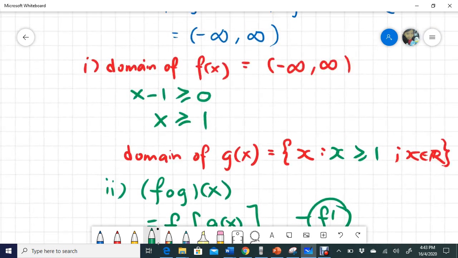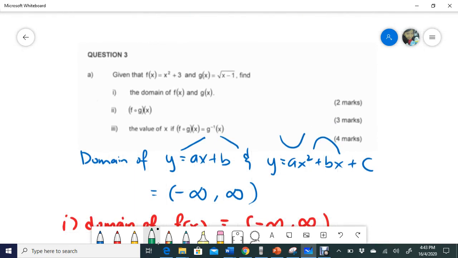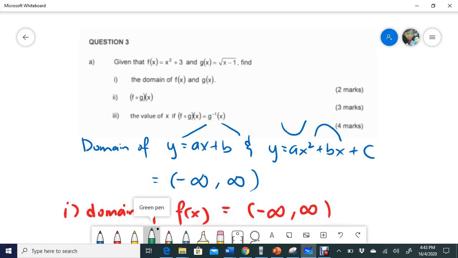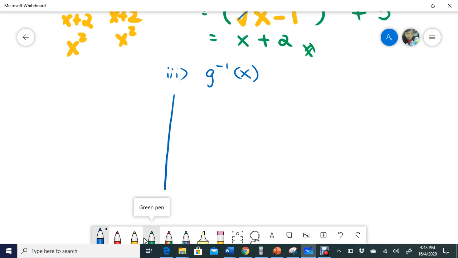Okay, let us go for the third one. The question wants you to find the value of x when the answer that you obtained for the second one equals g inverse. So that means you need to find your g inverse first. Is that okay? Let us proceed. So find your g inverse. The third question: how to find g inverse?